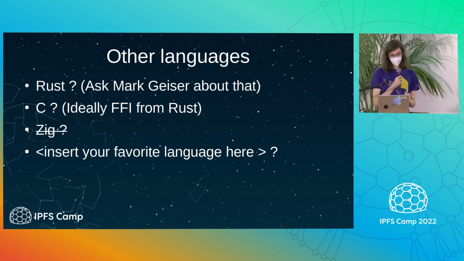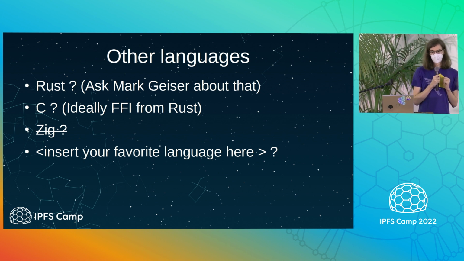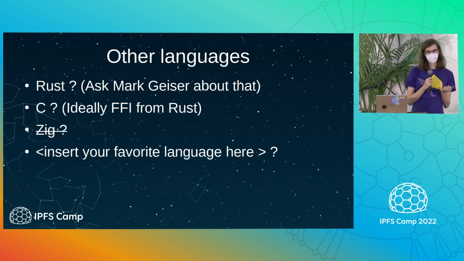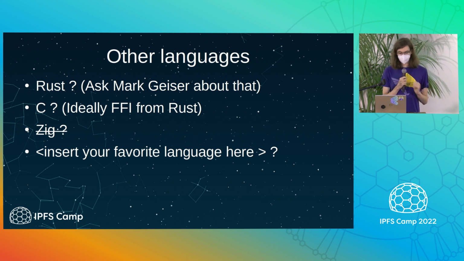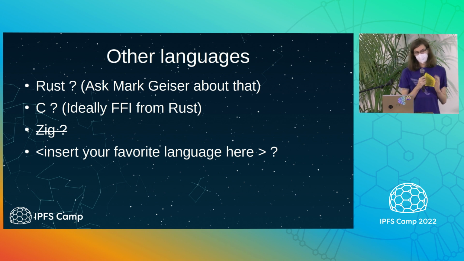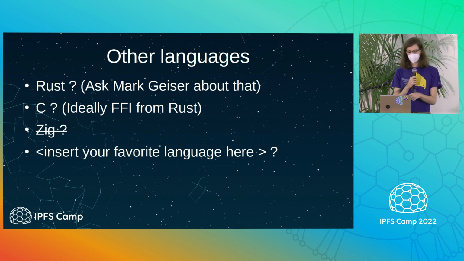We also want it in other languages. I wrote it in Go because it's easy. However, Go is not very easy to use if your project doesn't already use Go. There are big runtime costs. So Mark Hazer is working on a Rust implementation, I think. We also want one in C because it's ubiquitous. Ideally, we want to do FFI from Rust, not Zig. And maybe your favorite language.